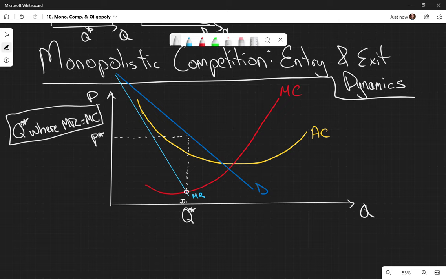And in this particular setup, just like we had before, we can see that we're earning positive economic profits, right? The average total cost is right here. So this whole region here is positive economic profits. Any questions about that? Yep.